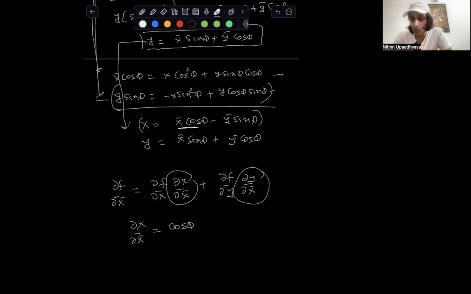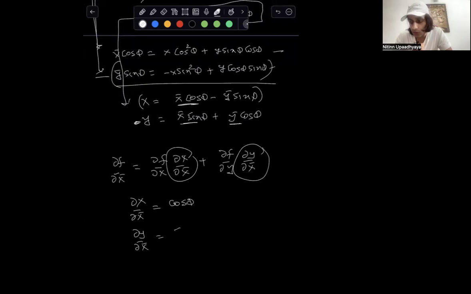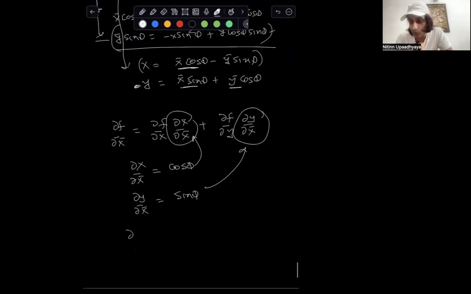For the second term, I need to look at this expression and differentiate it with respect to x bar. So we have dou y, dou x bar. And again, this term will go to 0 because we're treating y bar as a constant when we are taking the partial derivative. And when you differentiate this, you're just left with sine phi. And so we just plug these two terms back into the expression. So for dou f, dou x bar, that's the new component of the gradient vector in terms of the rotated coordinate system, we have dou f, dou x cosine phi plus dou f, dou y sine phi. So that's the first of our expressions.